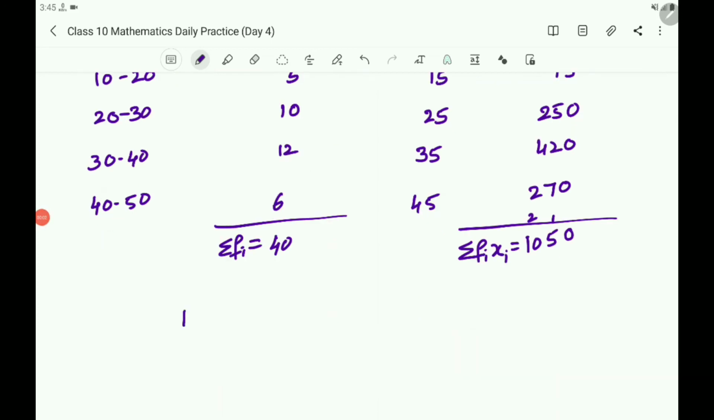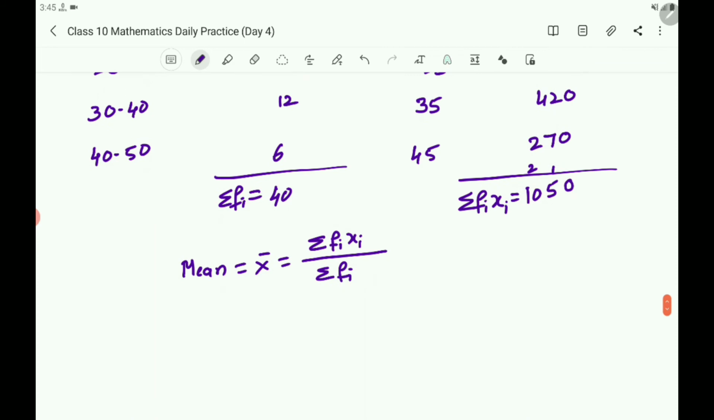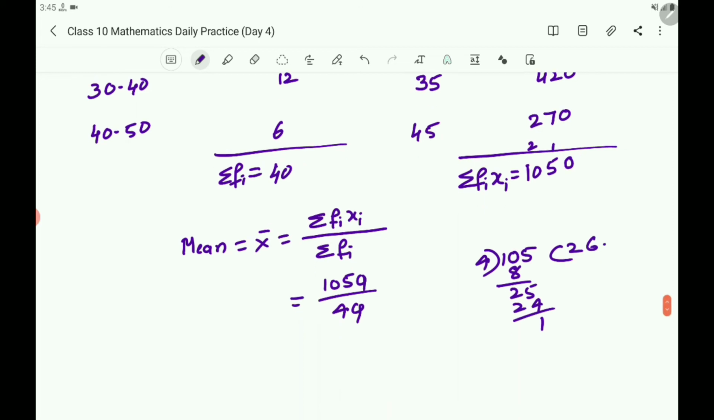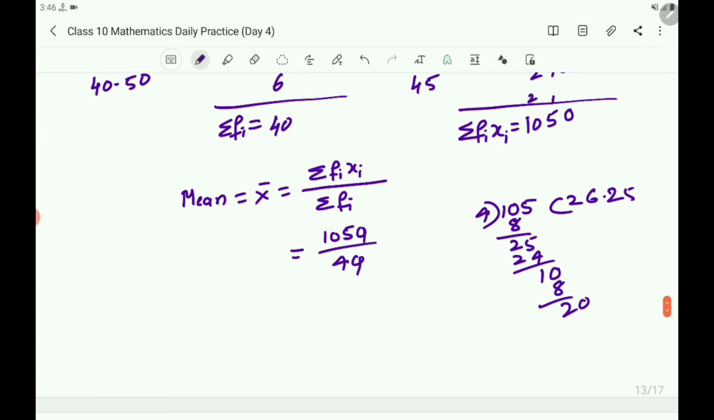Then you write the formula for mean. Mean equals x bar equals summation of Fi xi divided by summation of Fi, that is 1050 divided by 40. 0 0 cancels, 105 divided by 4. 4 2s are 8, 2 is remaining. 4 6s are 24, 1 is remaining, take 0, 4 2s are 8, 2 is remaining, then 4 5s are 20. So you got mean equals 26.25.